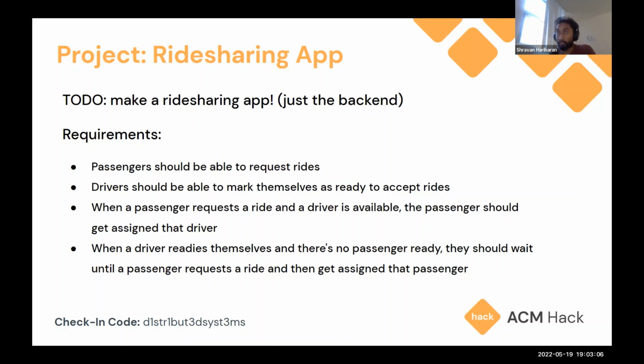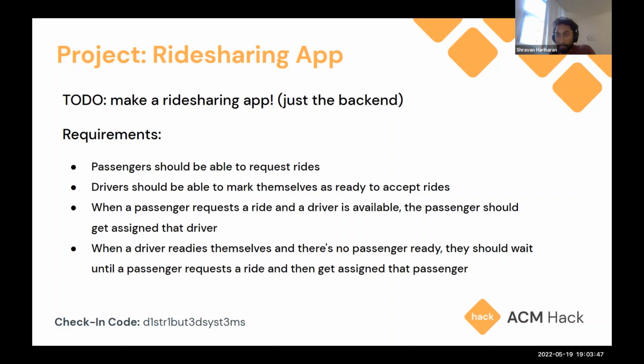We're going to build an app that supports the following requirements. So the first requirement is that passengers should be able to request rides, right? So if I'm a passenger, if you imagine I have an app and I click request ride, I should be able to request a ride and have a driver take my request and pick me up and take me home safely, right? The next requirement is that drivers should be able to mark themselves as ready to accept rides. And then when a passenger requests a ride and a driver is available, then the passenger should get assigned to that driver. And lastly, when a driver readies themselves up and there's no passenger ready, then they should wait until a passenger is ready and then get assigned that passenger.